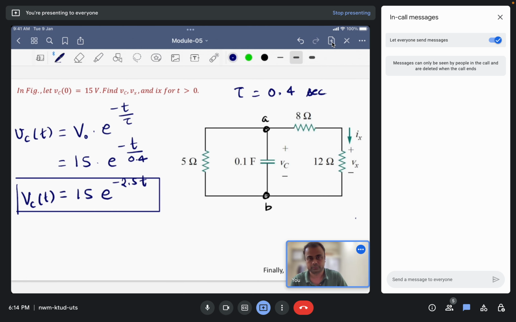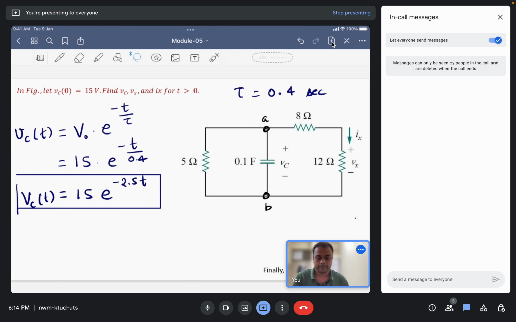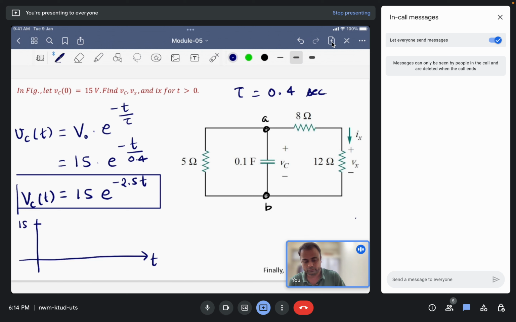Okay, so if any doubt, please you can ask any question. How we arrived with this formula. And so the first part of the question is VC. We have already calculated VC, which is an exponential function. I will just draw the function, how it will look. So at time t equals 0, this will be 15 volts, and slowly the voltage starts to decay exponentially as a function of exponential function.